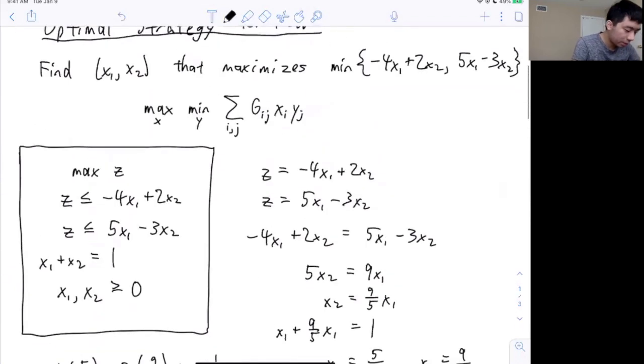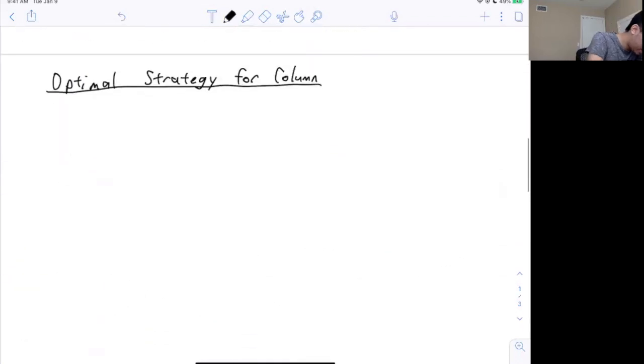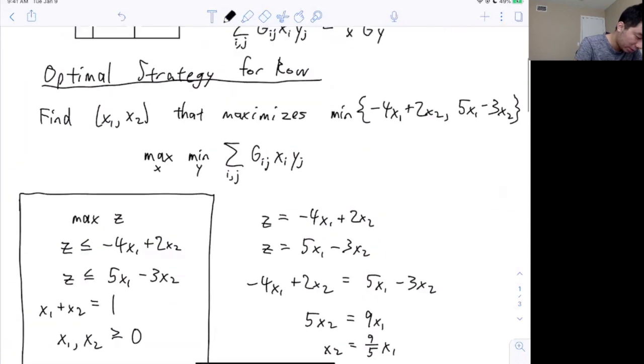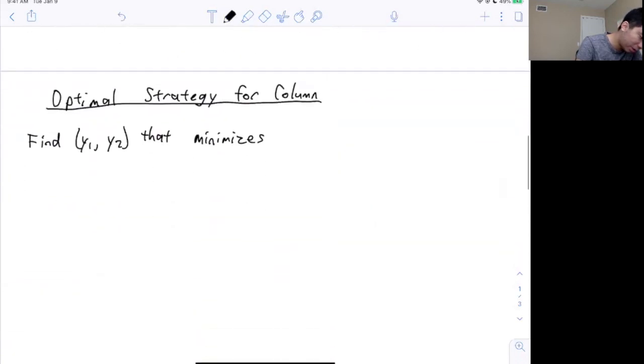So again, the column player will now be trying to find y1 and y2 that minimizes. So the column player now is trying to minimize this value. So what are they trying to minimize? Well, you're going to assume that the row player is going to maximize.